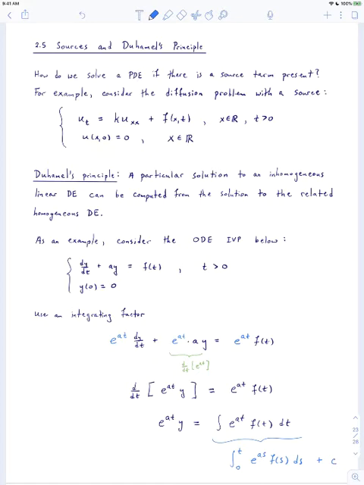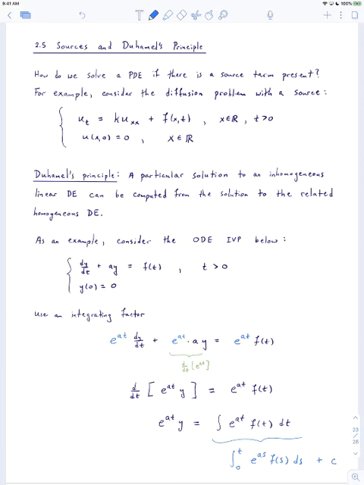It states that a particular solution to an inhomogeneous linear differential equation can be computed from the solution to the related homogeneous differential equation. This is something that you would have seen when you studied ordinary differential equations, although you probably wouldn't have heard it by that name. Instead, what you would have done when solving a non-homogeneous linear ordinary differential equation is first start by finding the solution to the related homogeneous linear ordinary differential equation. And then you would have used that to find the solution to the non-homogeneous problem. We're going to show that you can do something like that with partial differential equations as well.